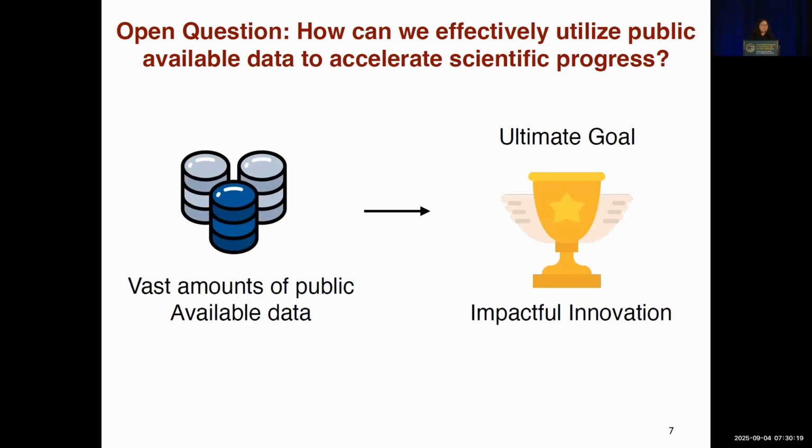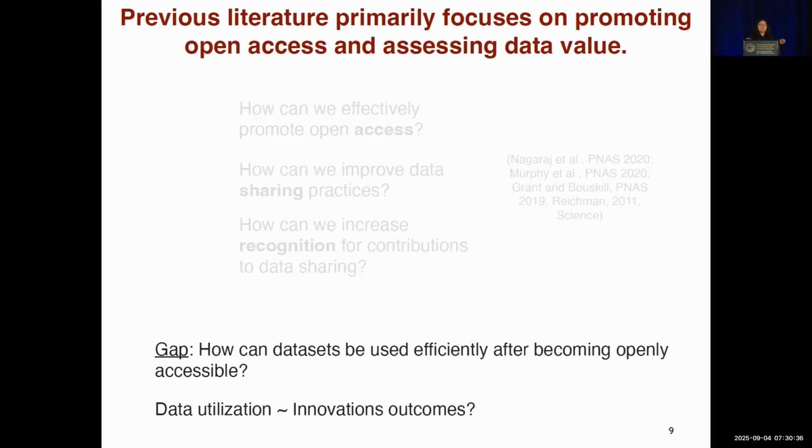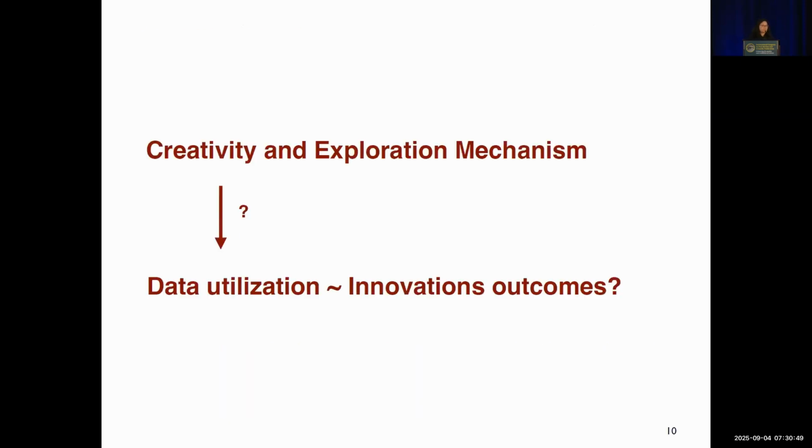So this leads to our open question. How can we effectively utilize publicly available data to accelerate scientific progress, to reach our end goal of finding impactful innovation? Prior studies usually focus on promoting open access, which is a very important question. But it does not answer how datasets can be used effectively after they become open access. So the relationship between data utilization and innovation outcome is not officially set up yet.